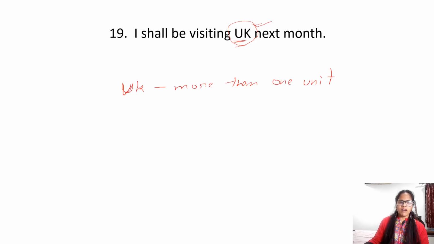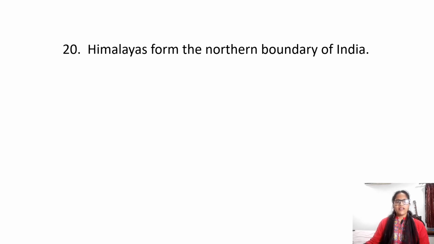When a name of any country signifies more than one unit, we must use the. So I shall be visiting the UK next month is the correct answer. Now here is the next question. Himalayas form the northern boundary of India.